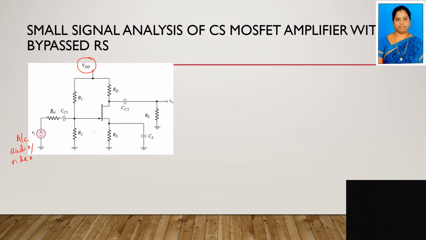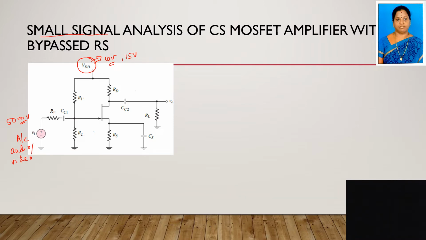Why it is called small signal? When compared to the DC source, the DC source is always on the order of 10 volts or 15 volts, like that. Whereas the input signal, that is the audio as well as the video signal, is in the order of millivolts, for example 50 millivolts. So when compared to the DC signal, this AC signal is very small. That's why the analysis only with respect to AC is called small signal analysis, right?